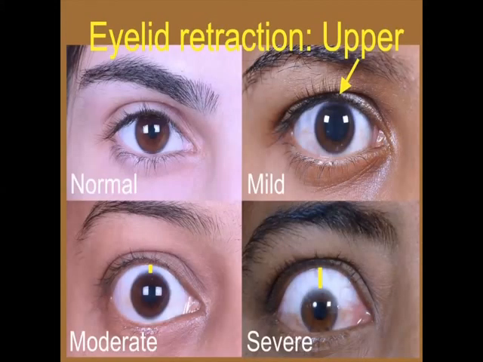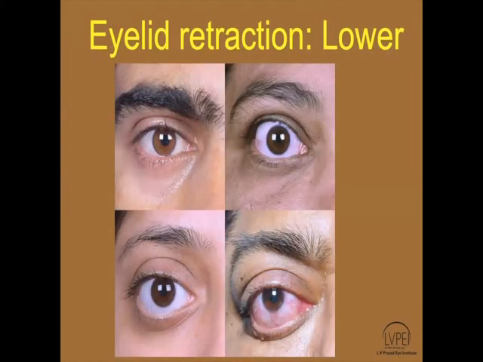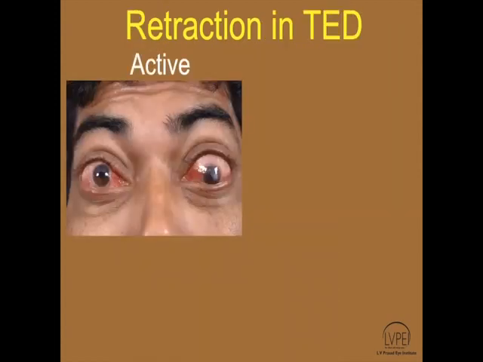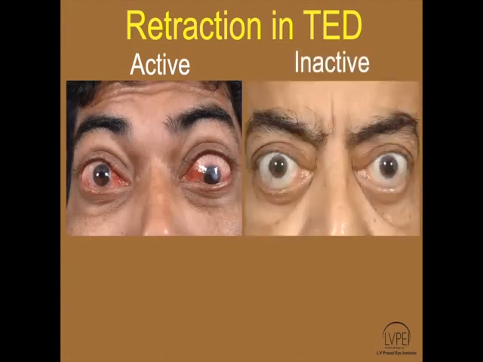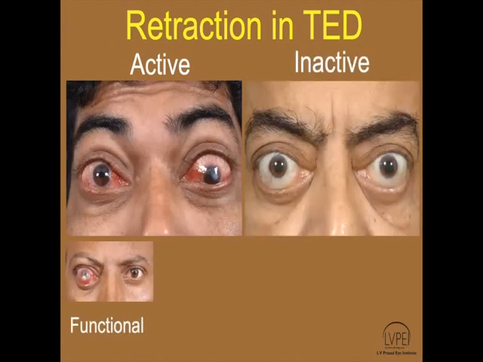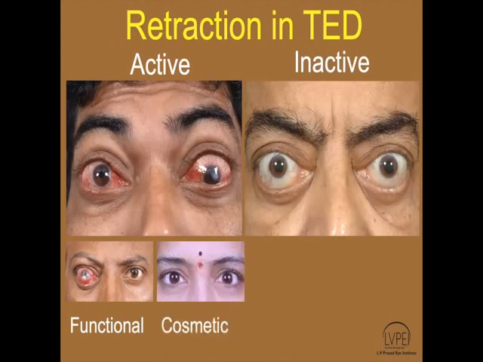Lid retraction can be either upper eyelid in the form of mild, moderate, or severe, or the lower eyelid, again in the form of mild, moderate, or severe. The management of eyelid retraction can either be in the active phase or in the inactive phase. In the active phase, it can either be a functional problem or a cosmetic concern. Usually, injectables are preferred in the active phase of the disease and surgical options in the inactive phase.